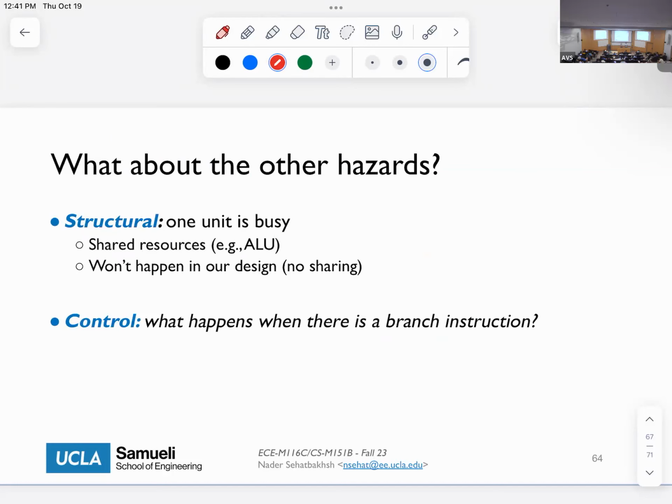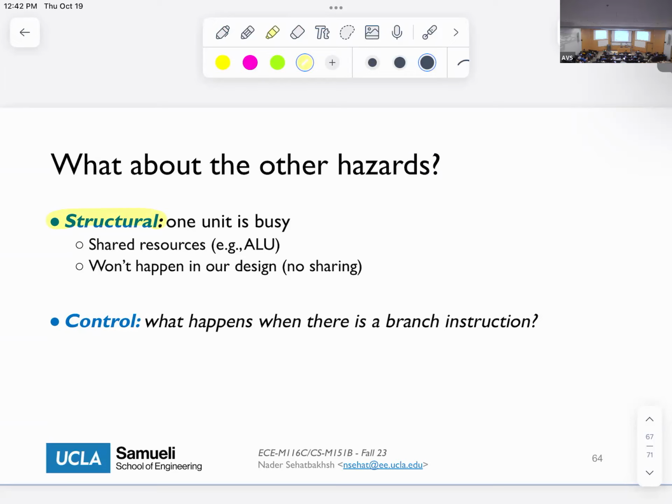So if you remember, I told you that there are three types of hazard. There are data hazards, structural hazards, and control hazards. So far we talked about data hazards. Let's talk about the other two. A structural hazard is when there is a unit that is busy. For example, if you want to use a register file to read a value, but that register file is being used by another instruction.